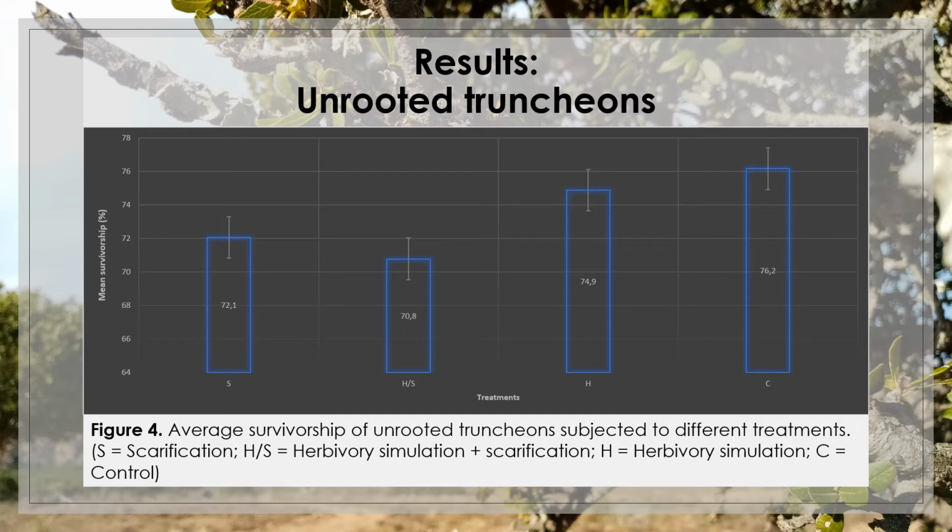The herbivorous simulation plus scarification treatment had the lowest average survivorship of spekboom, and this is likely because of the compounded stress of the scarification, which creates even more sites for water loss and desiccation, as well as the added stress from the cutting off of the apical meristem.